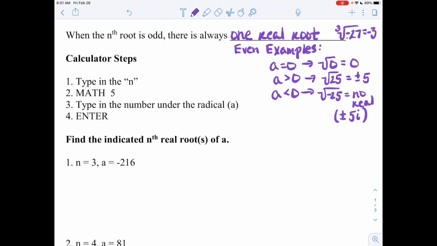If we want to find the indicated nth roots of A, then these are the steps we would use if we are using our calculator in class. We would type in the N value and then hit the math key and select option 5, and then type in the number that's under the radical, which is our A value, and then enter, and that will give us our answer. However, if you're watching this video, you're probably not in class. So I'm going to show you on the first example how to do this using the Desmos scientific calculator.